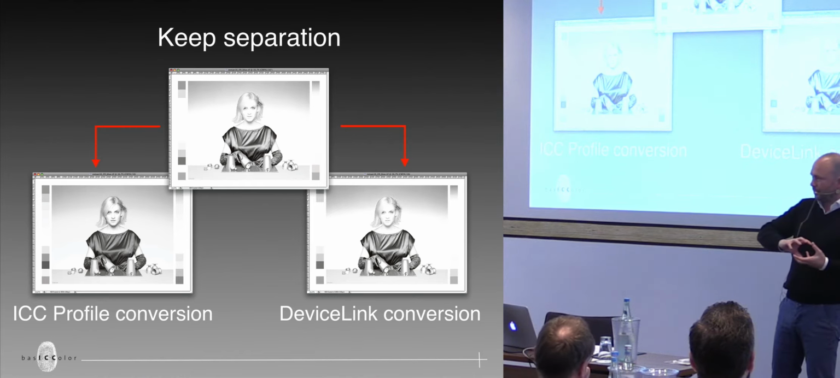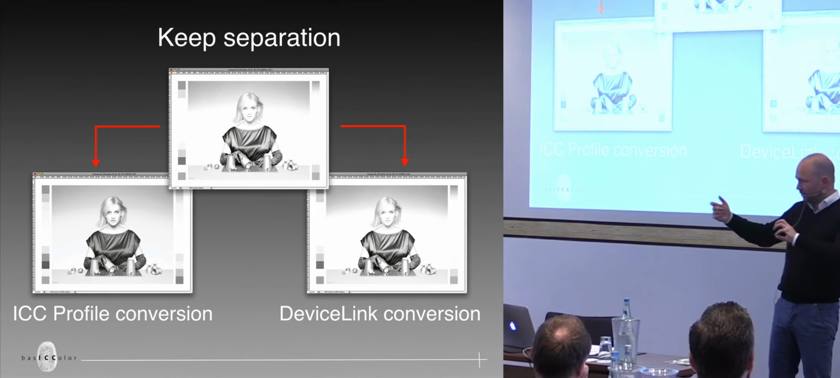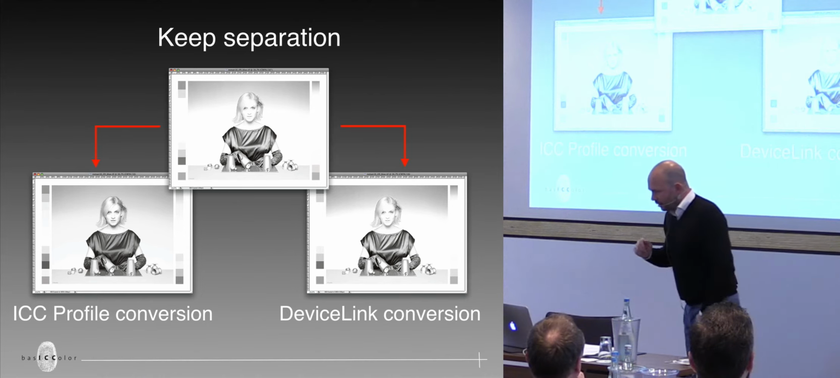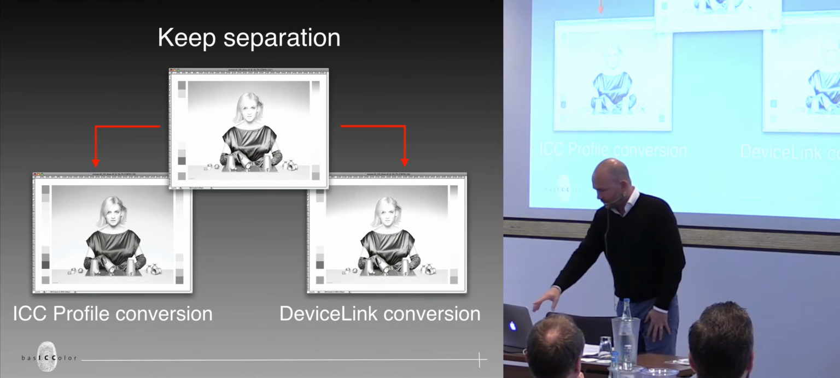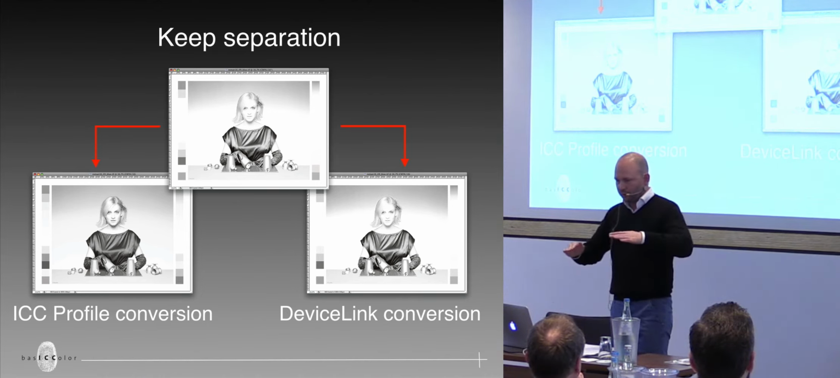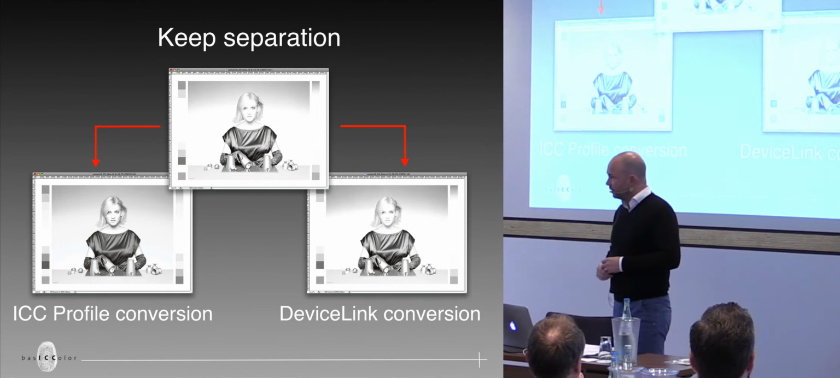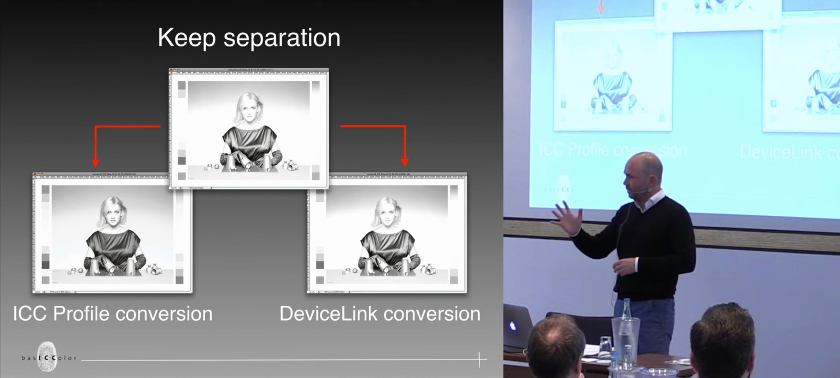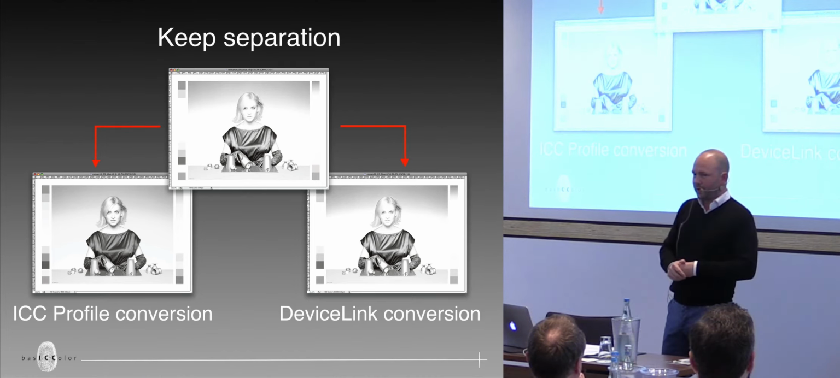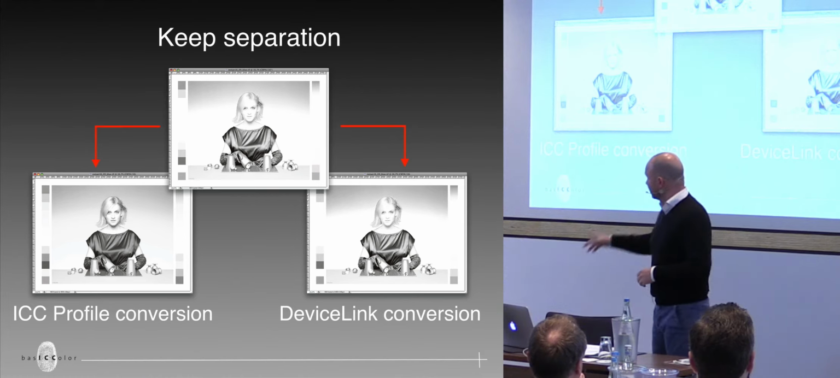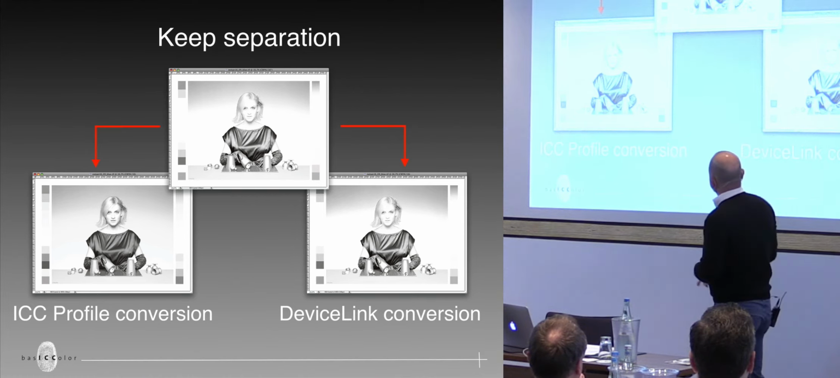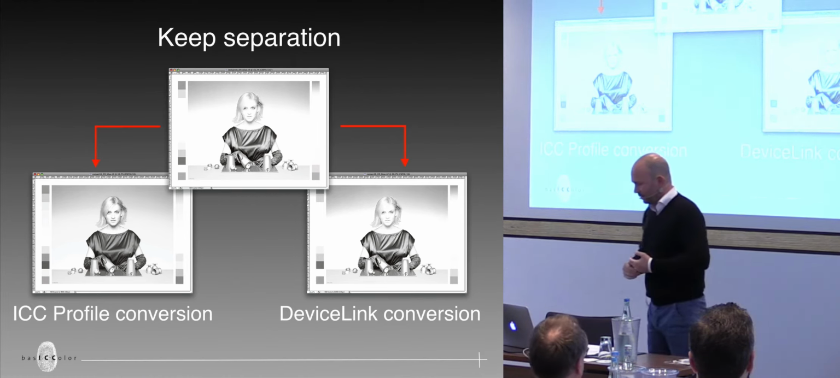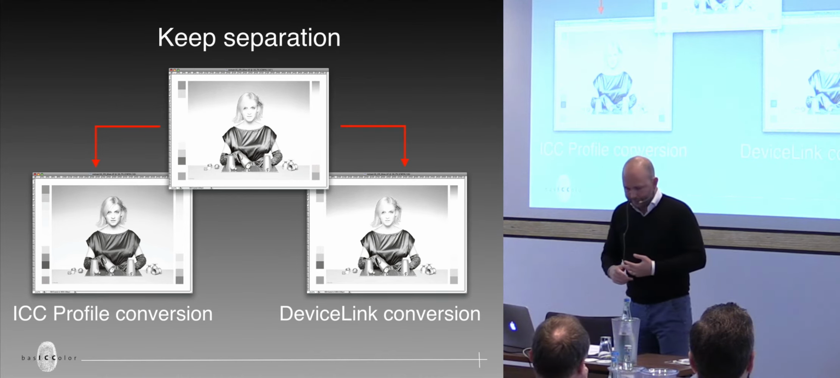Because if you're doing an ICC transformation, it can always happen that you are doing a re-separation of the data. With a DeviceLink, you can say, okay, I would like to keep the separation of my original source profile, so that the black is the same, or as near as possible.